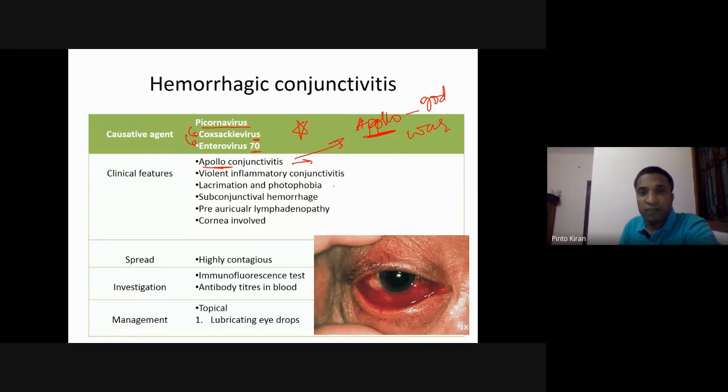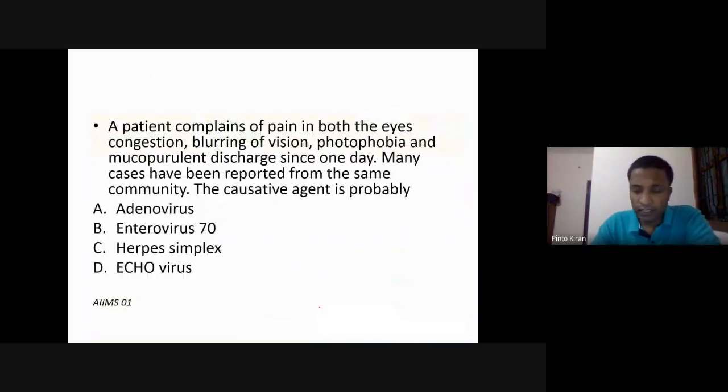You will have a violent inflammatory conjunctivitis. You can make it out here. There is a conjunctivitis. Along with that, there will be subconjunctival hemorrhage. Highly contagious. And how do you treat? Again, there is no treatment for this. The only thing is you need to give lubricating eye drops, and also you can support with antibiotic eye drops to prevent the secondary infections. Let's answer some of the questions.